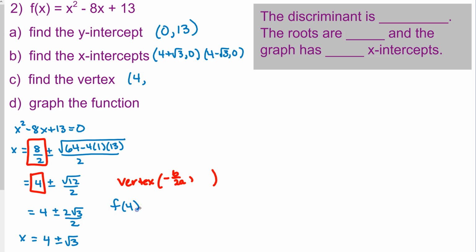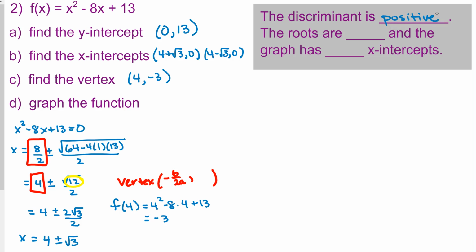So what's f of 4? 4 squared minus 8 times 4 plus 13. And that's negative 3. So the vertex is (4, negative 3). Okay, by the way, the discriminant is what I'm looking for to go in that blank. Remember, the discriminant was the number inside the radical in the quadratic formula. So in this case, the discriminant is positive.